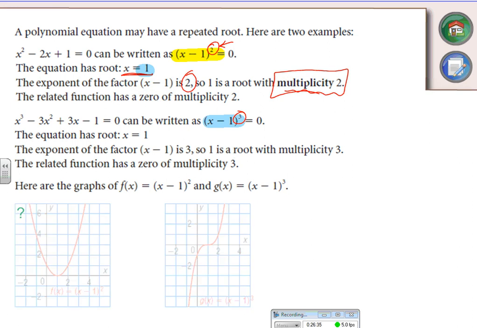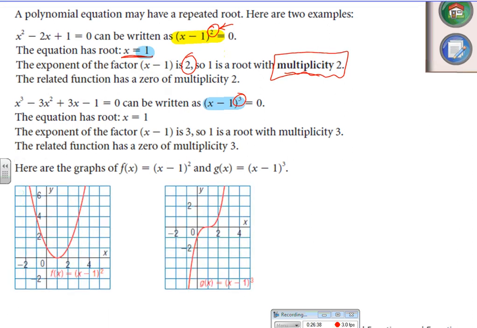So how would we graph those? It would look like this. When we have a multiplicity of 2, the graph bounces off the x-axis. When we have a multiplicity of 3, it kind of turns along it. It doesn't go nicely straight through it. It turns through it a little bit. This here we refer to as a point of inflection.